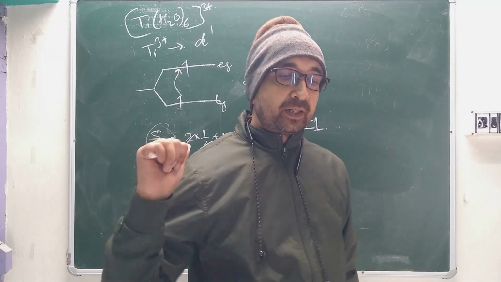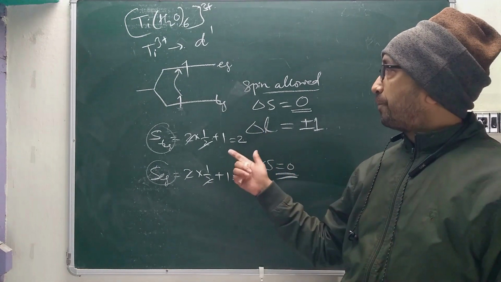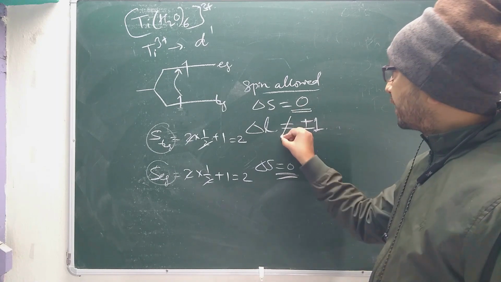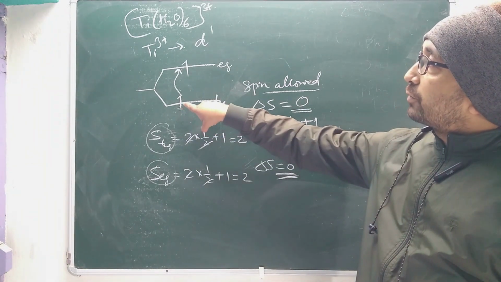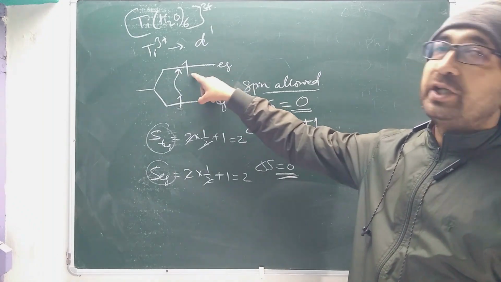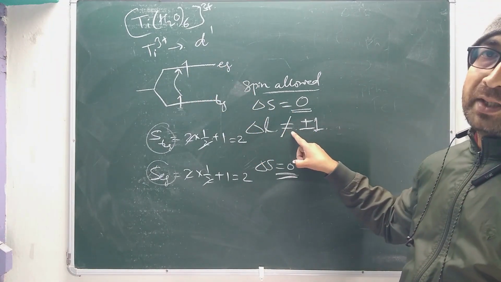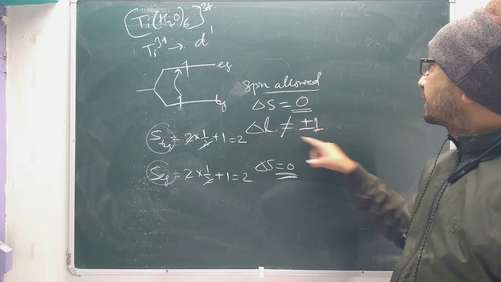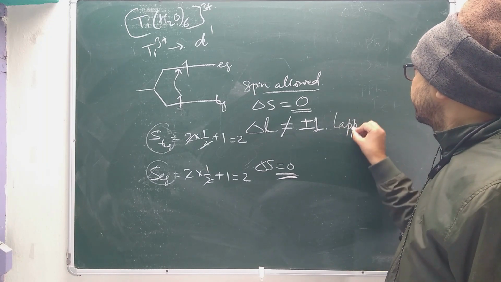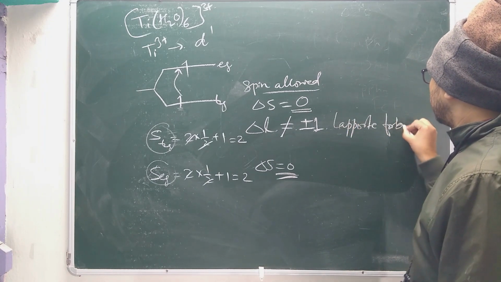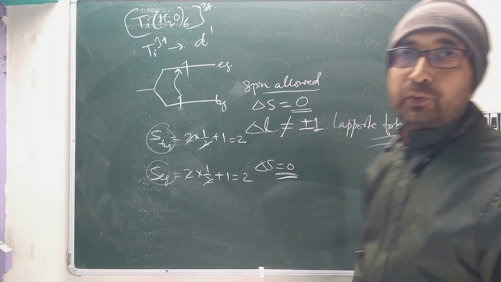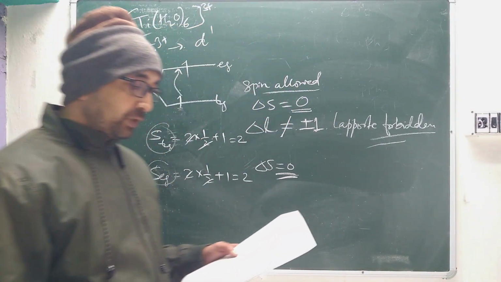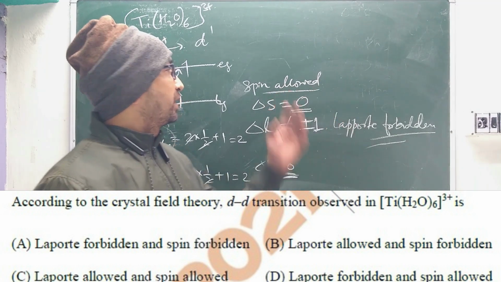Correct. So if we are getting 0, then it will be spin allowed, correct? But we are not getting plus and minus 1 for delta L. Here we are not getting it because it is going from D to D. It means it won't be plus and minus 1; delta L equal to 0 is coming, right? So in this case, this will be Laporte forbidden. So your option D will be correct: Laporte forbidden and spin allowed.